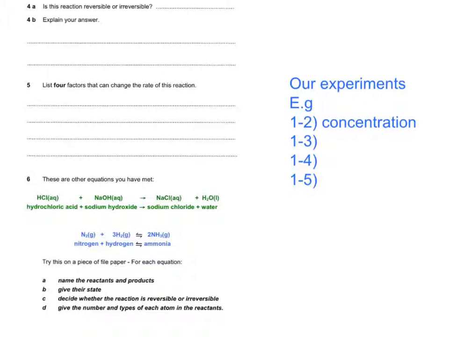For question 5, we're asked to list the 4 factors which affect the reaction. This was to do with the experiments that we carried out. Experiment 1.2 was concentration, so that would go here. 1.3 was particle size. 1.4 was temperature. 1.5 was catalysts. Each answer goes in these spaces.